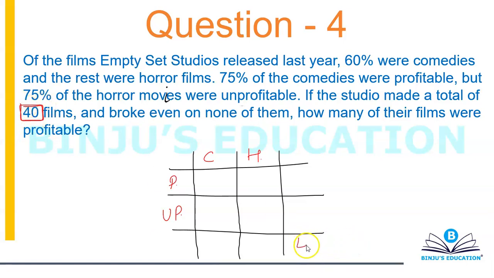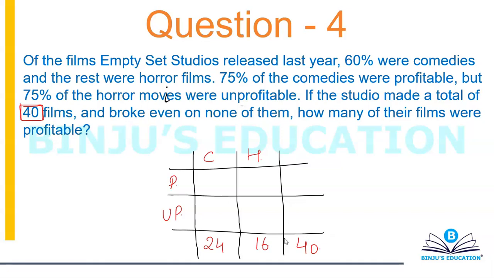So total here will become 40. 60% were comedies, so 24 are comedies. So that's quite obvious that 16 will be horror. So we are taking comedy and horror as different genres. Okay, nowadays we have comedy and horror both in one movie itself, but in this question we are taking it to be a different genre. Alright, 60% were comedies and the rest were horror films.